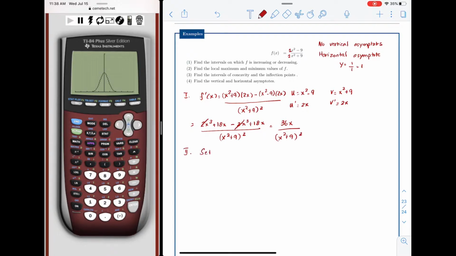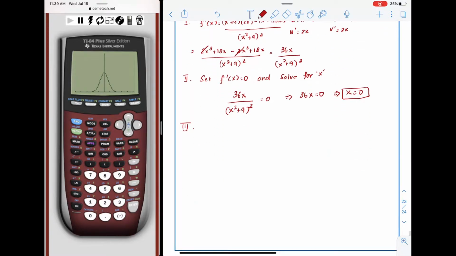So we set f prime of x equal to 0 and solve for x. That will give us a critical value. So 36x divided by x squared plus 9 squared equals 0, which should imply 36x is equal to 0 because the denominator is not 0, so x would be equal to 0.